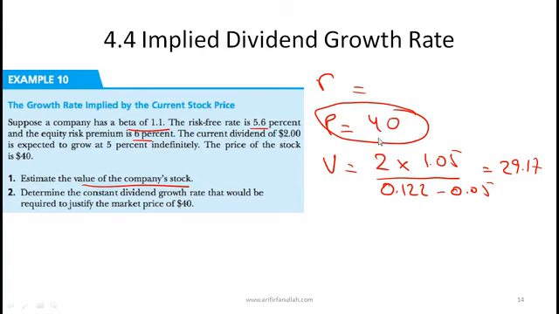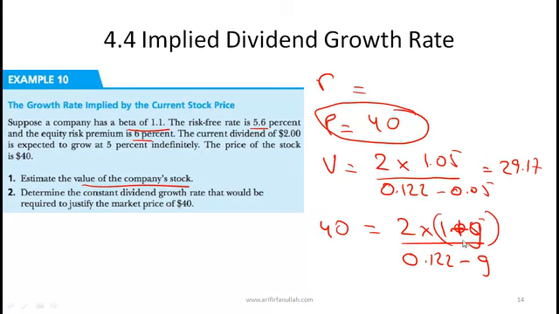Now an analyst, when he looks at this, might say, what is the market expecting the growth rate to be? How will you do that? If this price were indeed an accurate depiction of value, then what would the growth rate be? So all you do is plug in 40 is equal to 2 into 1.05 over 0.122 minus growth. So you solve for G. Yes, exactly. In the numerator, you also need a 1 plus G, and you solve for G, and you get G is equal to 6.86%.